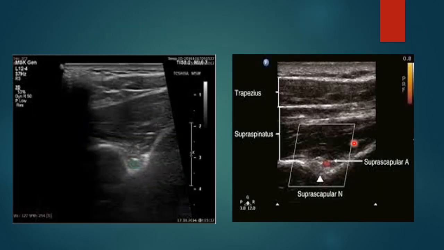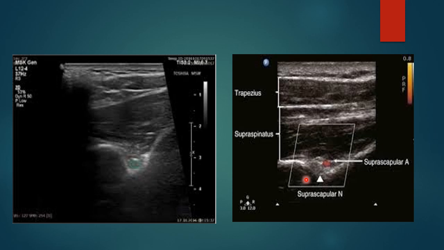So if we just move the probe medially after examination of the infraspinatus tendon and then turn it a bit clockwise, we can see the suprascapular notch. By adding a Doppler study, you can also see the suprascapular artery and maybe the vein.